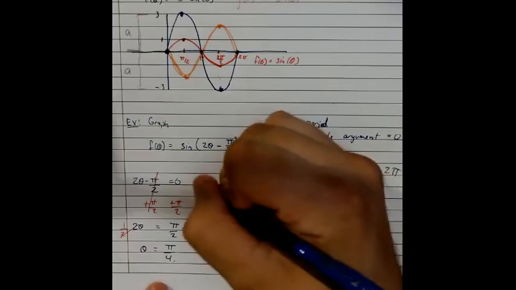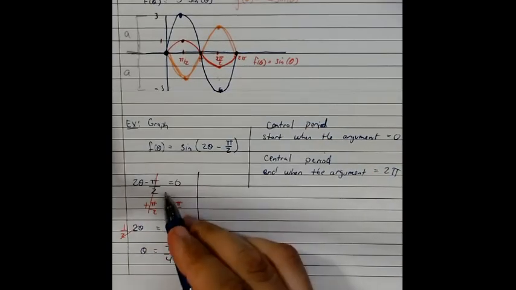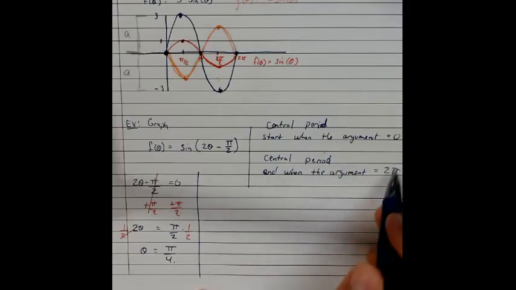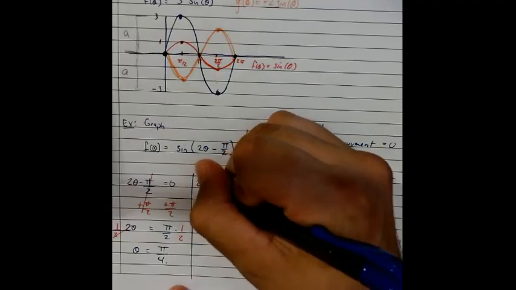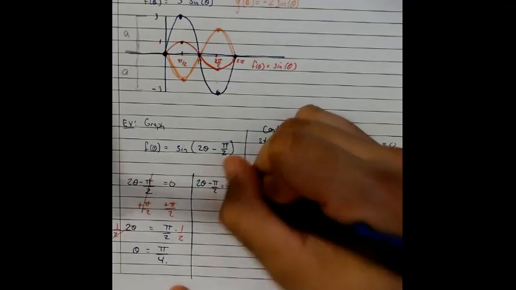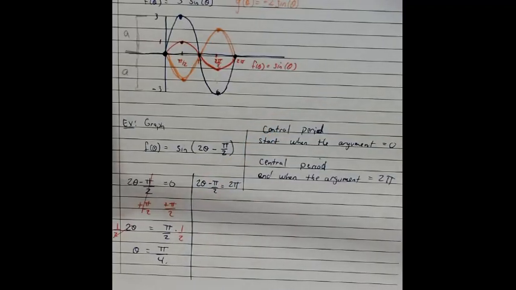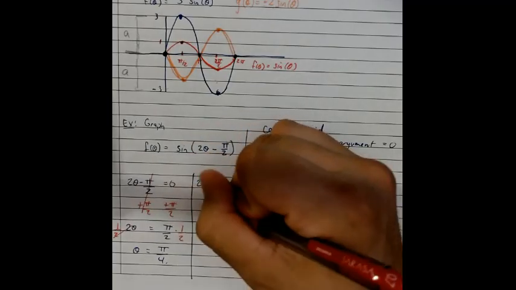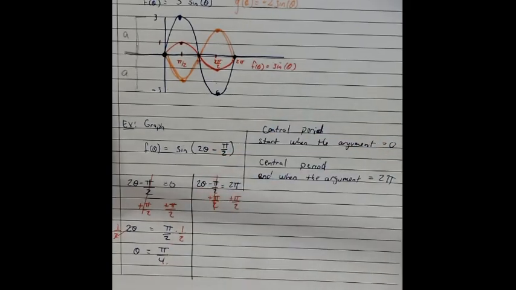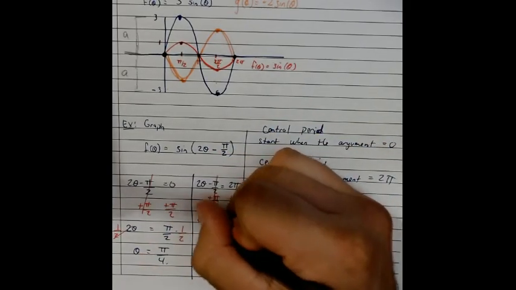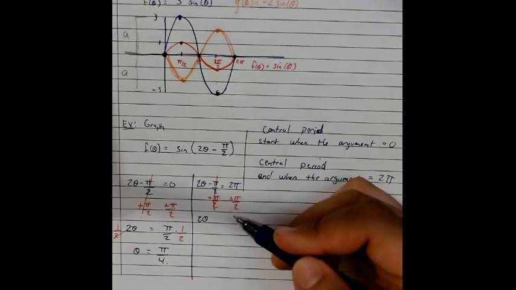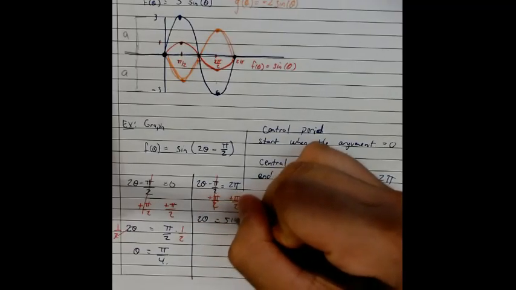Okay, and then I can do the same thing, but instead of having this equal to 0 to start my central period, I can now set it equal to 2 pi to end my central period. So 2 theta minus pi over 2 is equal to 2 pi. Okay, let me add pi over 2 to both sides, and that goes away. And I'm left with 2 theta, because that's gone. And over here, 2 pi plus pi over 2, that's going to be 5 pi over 2.